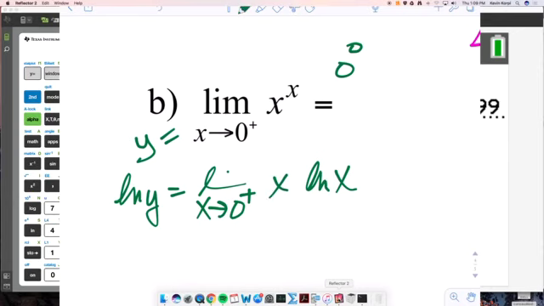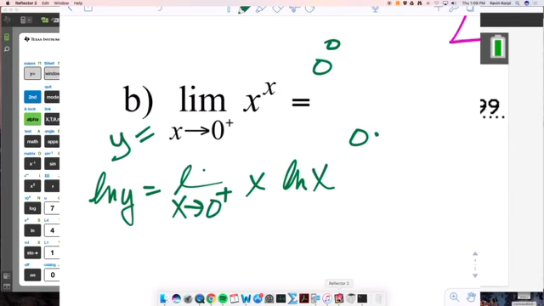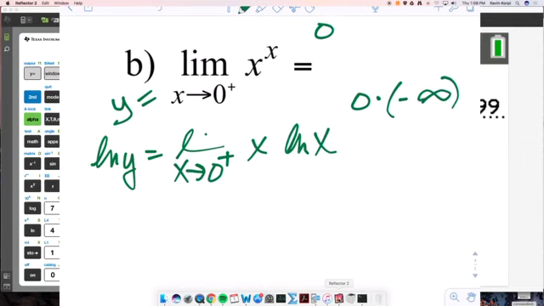Okay, now direct substitution. If you plug in a 0 for x, you get 0 times. What is the limit as x goes to 0 from the right of ln of x? It's negative infinity, right? There's a vertical asymptote there. So what's 0 times infinity? Indeterminate, right? So now it's the multiplicative variety.